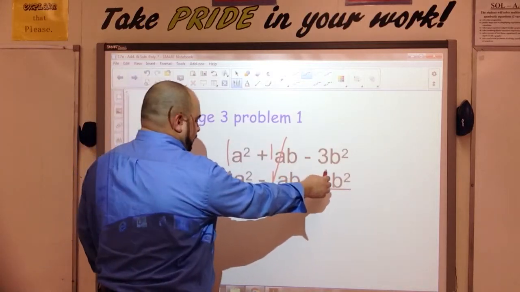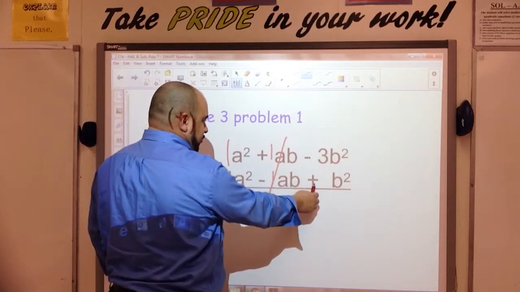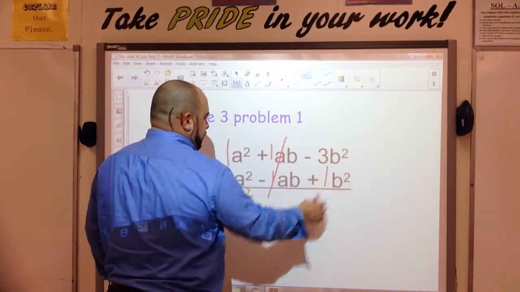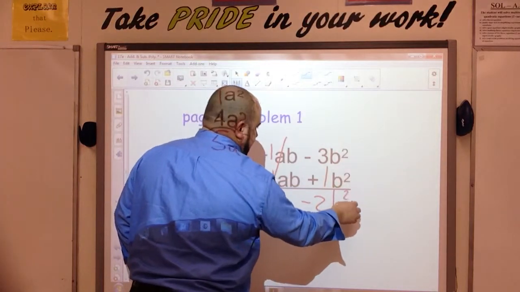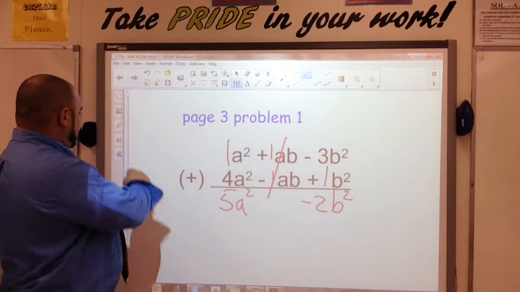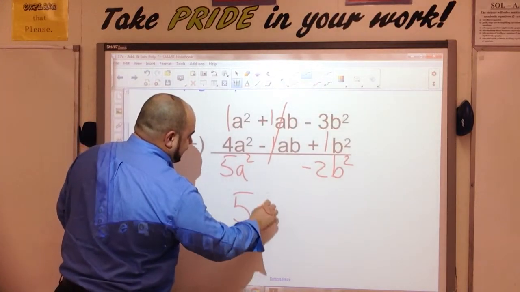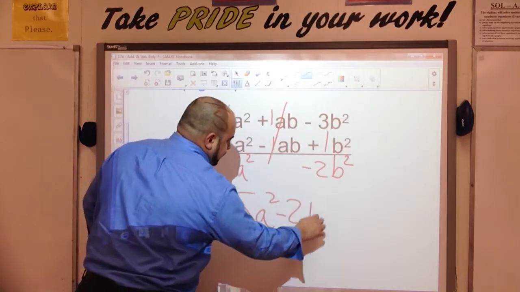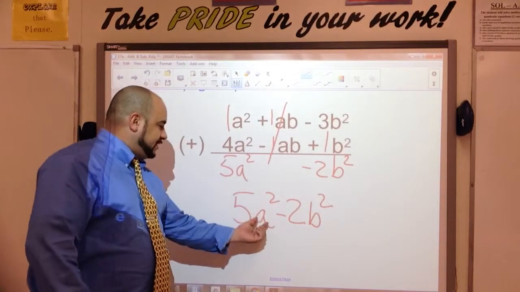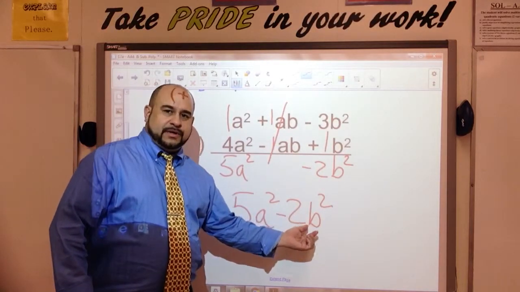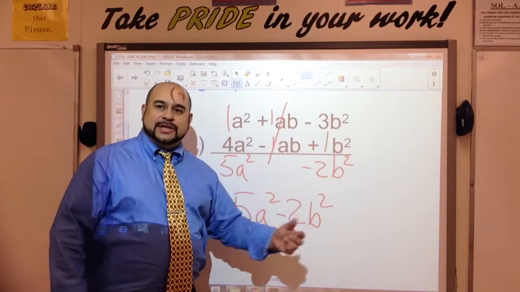Now let's look at the third piece here. Negative 3b squared plus 1b squared, we get negative 2, keep the same base, keep the same exponent. So your final answer here could be written as 5a squared minus 2b squared. These cannot be combined because one has an a, the other one has a b. Even though they have the same exponent, different bases. So they're not like terms.